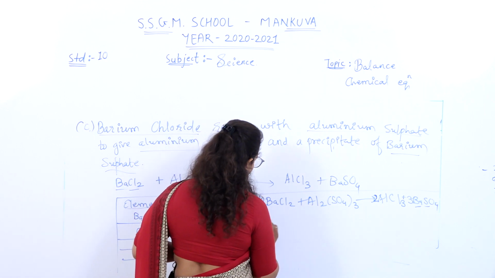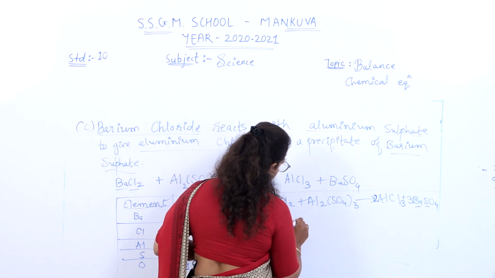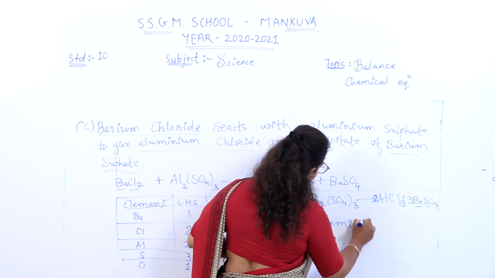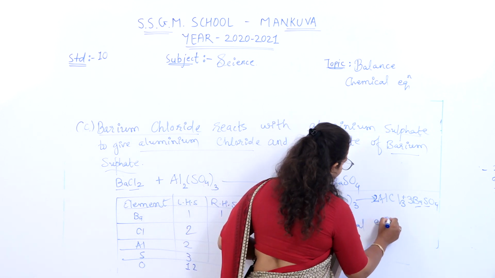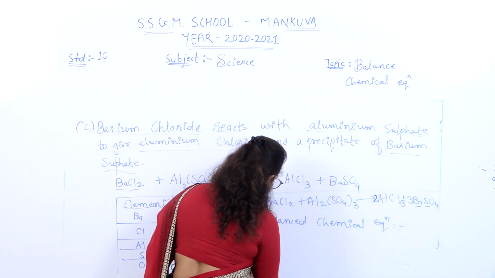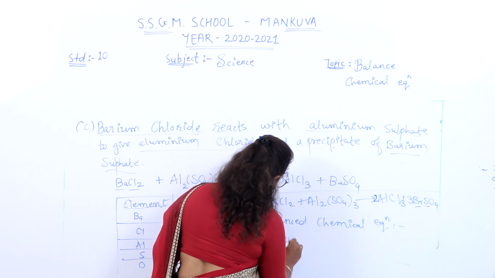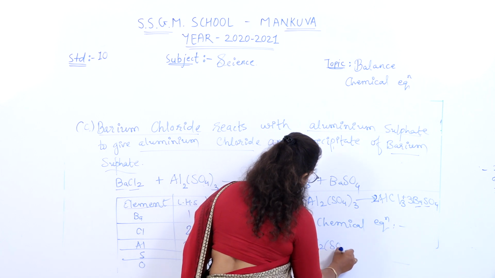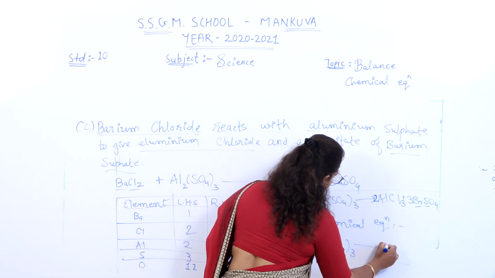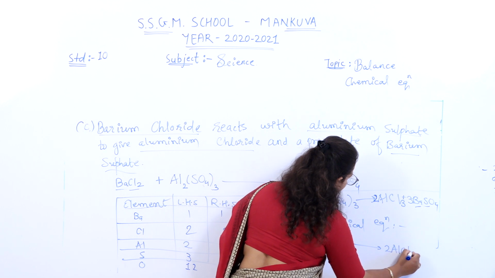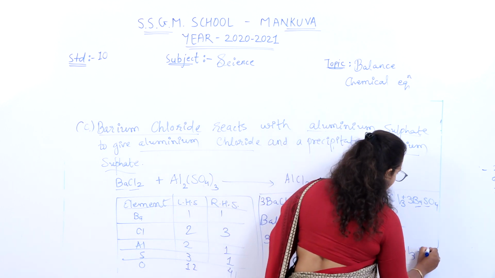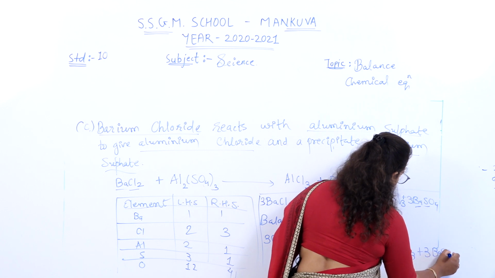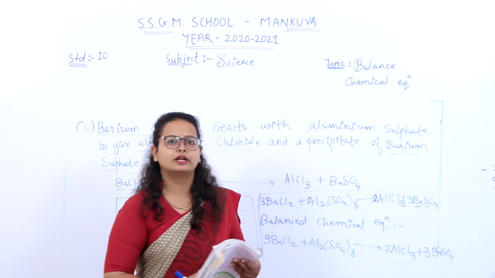You can write in the answer that balanced chemical equation, and you can write this equation: 3BaCl2 plus Al2(SO4)3 gives 2AlCl3 plus 3BaSO4. This is your balanced chemical equation.